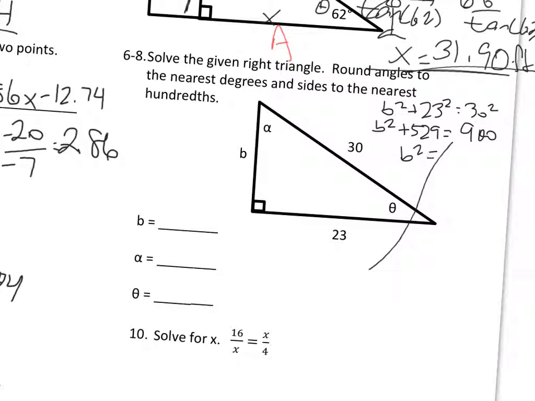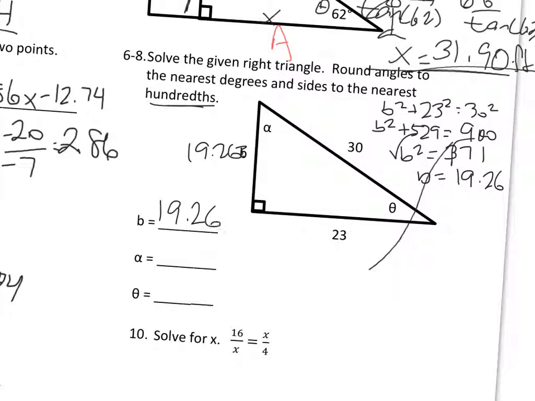Subtract 529 from both sides. You get 371. Square root both sides because it says round to the nearest hundredths, and we get 19.26. So this is 19.26. Now we need to solve for an angle. So let's solve for theta first.